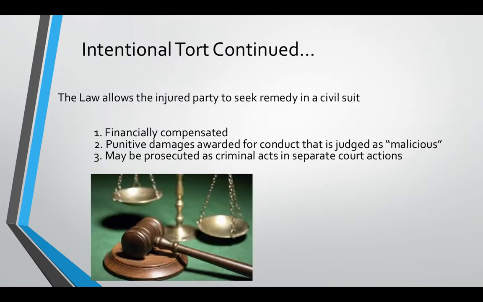Now, currently the law allows the injured person or party to seek remedy in a civil suit. And the benefit is they can be financially compensated, is the big one. And then there are also awards for conduct that is judged as malicious. Depending on what happened or the degree or extent, they may be prosecuted as criminal acts in separate court actions.